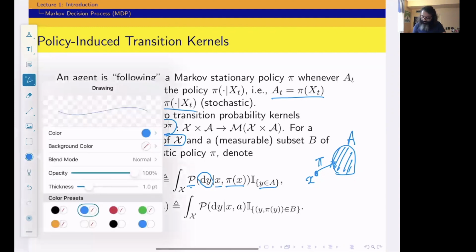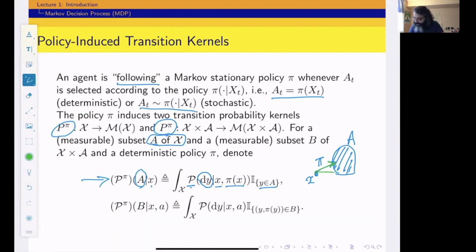So let me see if I can draw something. So for choosing some specific action, I may go to many other states. See, some of these regions are not within A. I only count the subset of them that are within A, and that would define this probability. And for the other one, it is very similar, with the difference that here we condition on state X and action A.